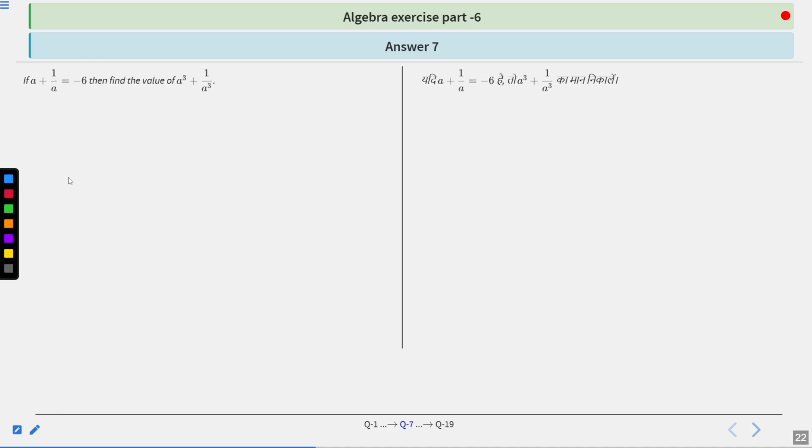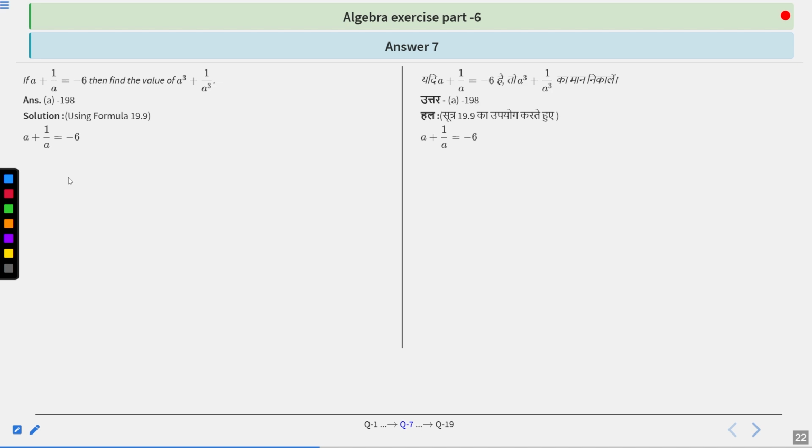So a plus 1 upon a equal to minus 6 was given to us, and we have to find the value of a cube plus 1 upon a cube. The answer to this question is option number A, minus 198. Now let us look at the solution of this question. We are going to use formula 19.9 to solve this question.